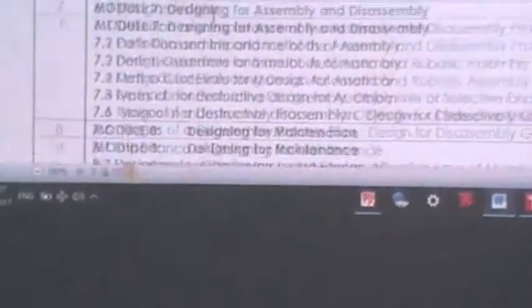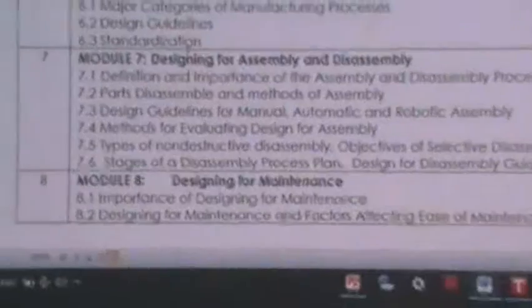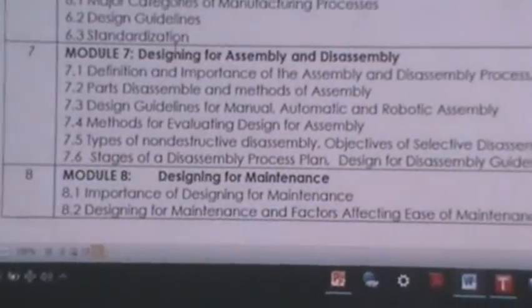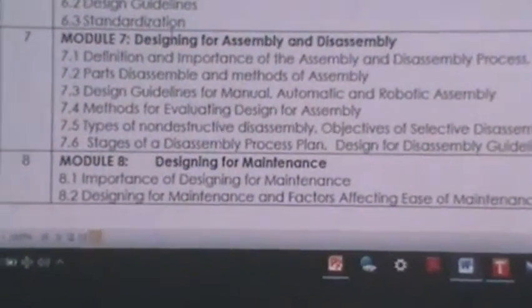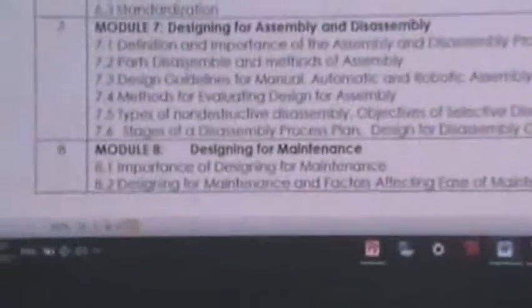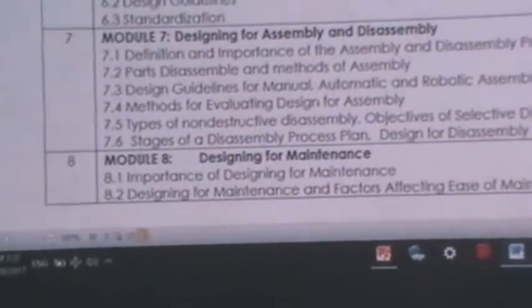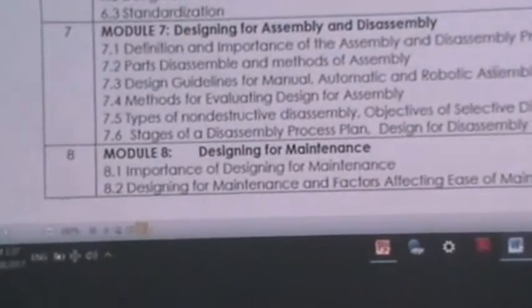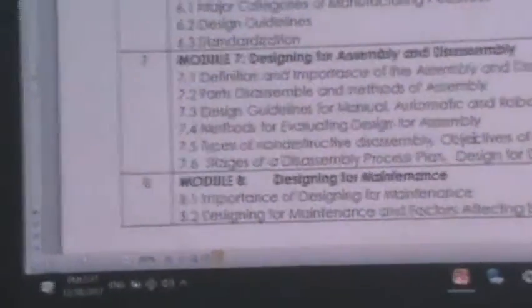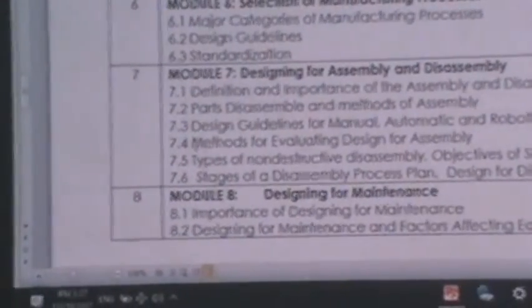standardization process. Module number 7, design for assembly and disassembly, and how we can make the disassembly process faster and easier. Definition and importance of the assembly and disassembly process, part disassembly and methods of assembly, design guidelines for manual, automatic, and robotic assembly. We have two approaches to an assembly process, might be by hand, manually, or by robots. Methods of evaluating design.